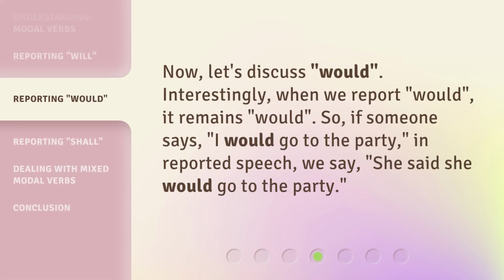Now, let's discuss would. Interestingly, when we report would, it remains would. So, if someone says, "I would go to the party," in reported speech, we say, "She said she would go to the party."